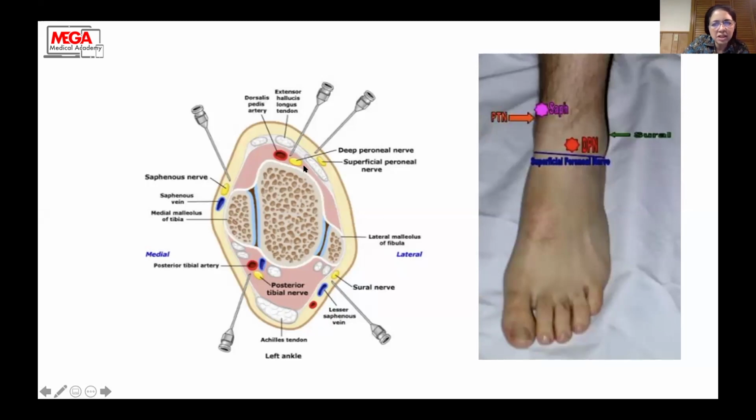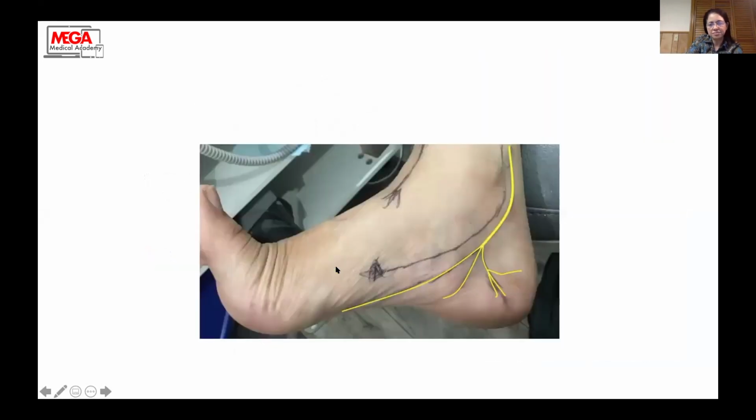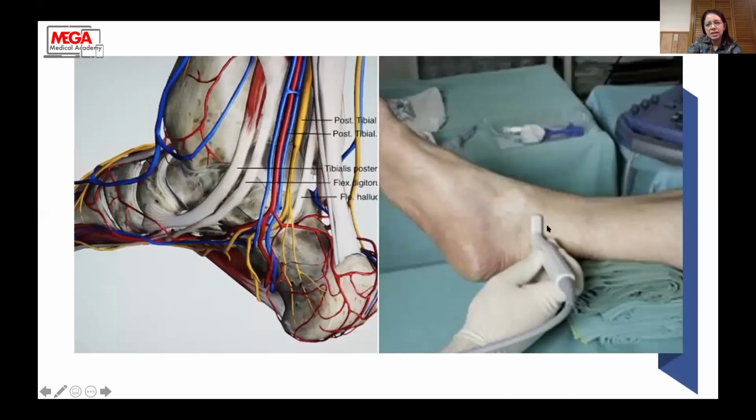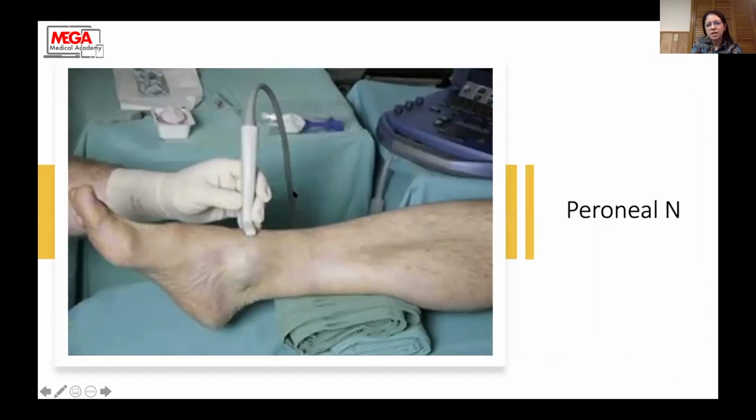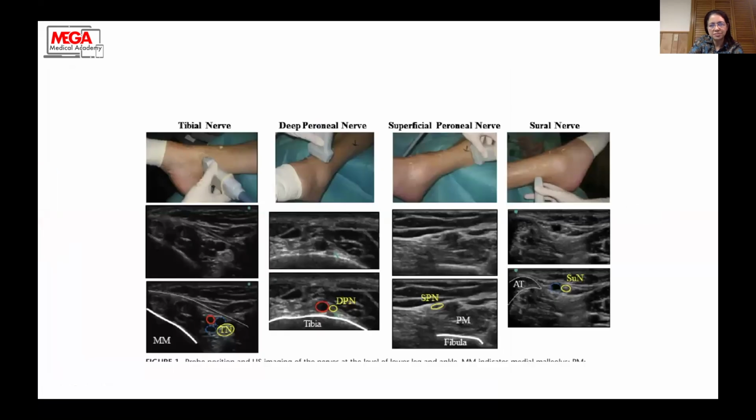On the lateral side, we have the deep peroneal nerve, the superficial peroneal nerve, and behind the malleolus is the sural nerve. The posterior tibial nerve is the most important one, and this supplies the sole of the foot. When you use the ultrasound, it's best to have a small probe. It helps you maneuver the probe really well. This is the nerve we target. And this is the peroneal. You look for the anterior tibial artery, and the nerve is lateral to it.